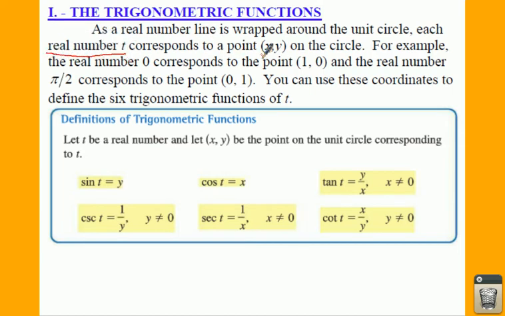It corresponds to a point x, y on our circle. So if you're on your circle at 0, or 2 pi, then that means you're at the point (1, 0). So your x is a 1 and your y is a 0. If you think about pi over 2, that corresponds to the point (0, 1). So you have your x and your y. Now what you can do with each of these coordinates is define your 6 trig functions.